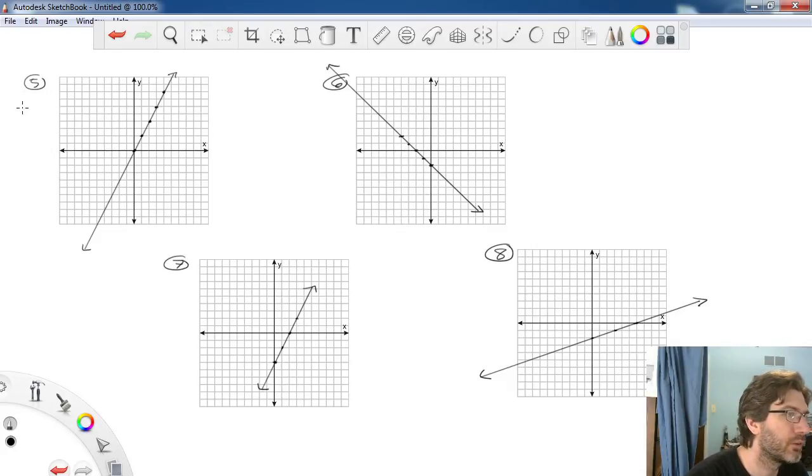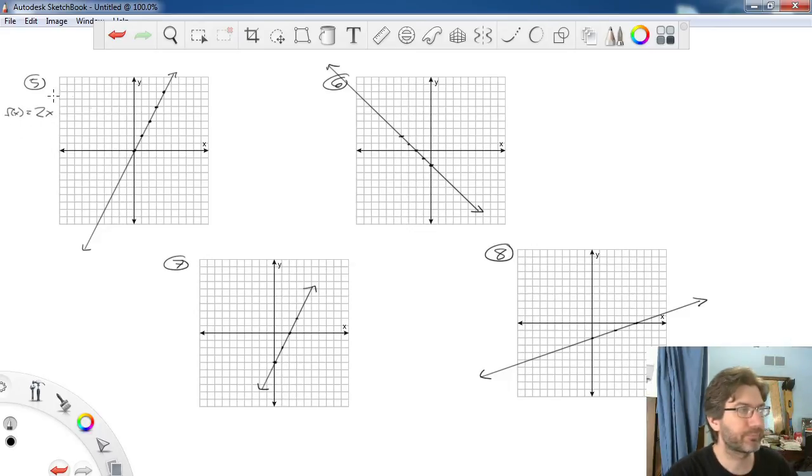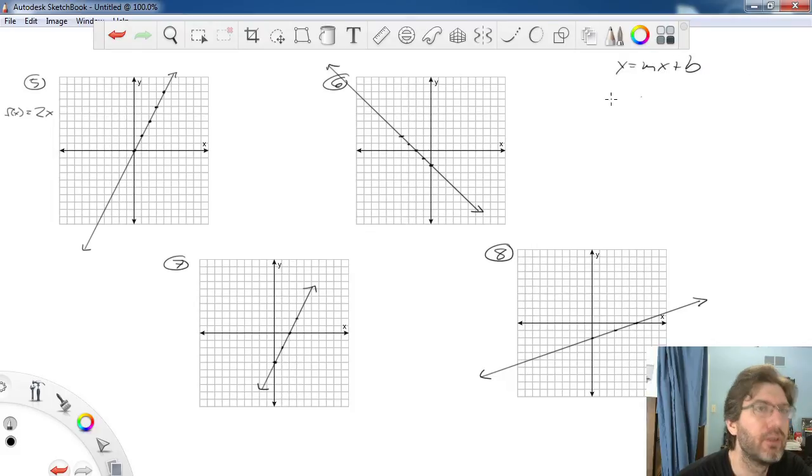5 was f of x equals 2x. So remember you have y equals mx plus b. This is the form you want to get them in. So I think for like 6 and 8 you had to move it around a bit. But this is what you want it to look like. You want to say y equals something. And then again, m is going to be your slope, which will be your rise over your run. And b will be your y-intercept. And this is again where x is 0, what is y?